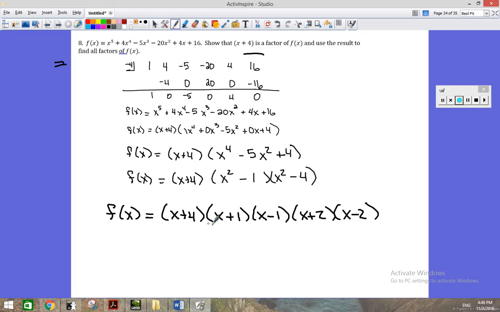Now, I don't have any common factor. If we see any factors that are listed more than once, we would want to combine them and change the exponent. But I don't see another x plus 4 factor. I don't see another x plus 1 factor. So this is my final answer for problem number 8.